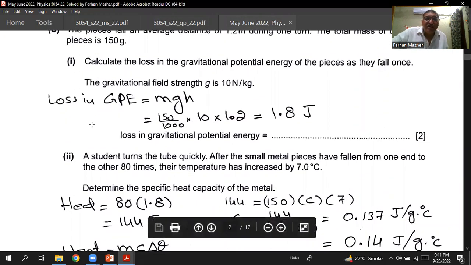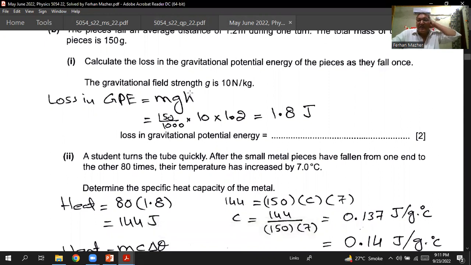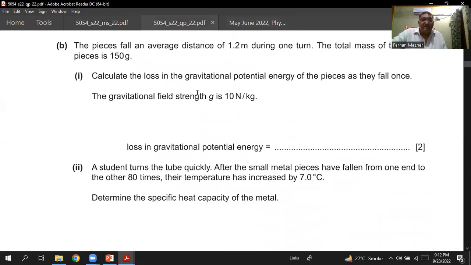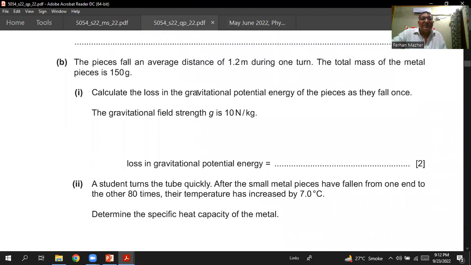The loss in the gravitational potential energy is mgh. The mass is 150 gram, but we don't take the mass in grams in this formula, we take the mass in kg. So for that purpose, I will divide it by 1000. So 150 divided by 1000, multiplied by 10, multiplied by 1.2. 1.2 is the height from which they fall, and 10 is the gravitational field strength. So your answer will be 1.8 joules. So that's the first part of the B.